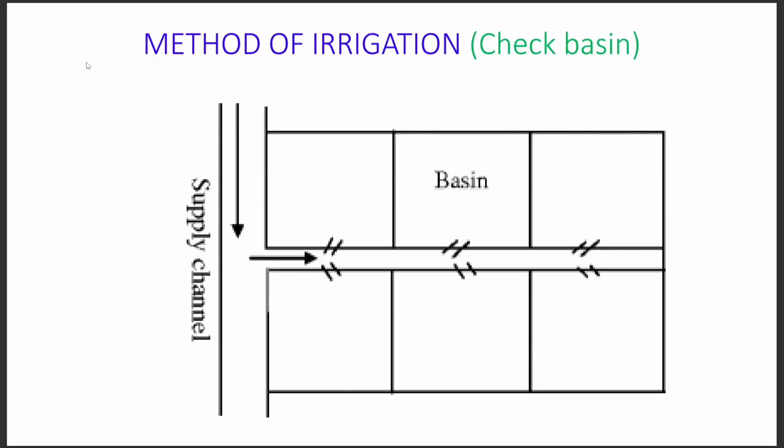So there are many methods of irrigation. This is check basin method. Mainly in this region, the water supply is given, and these are the basins where crops are planted. And this area is just like a drain, and water just comes out in this area, and then it is just bent towards this area, and here water is transported to the basins by these gaps. So this is the check basin method.